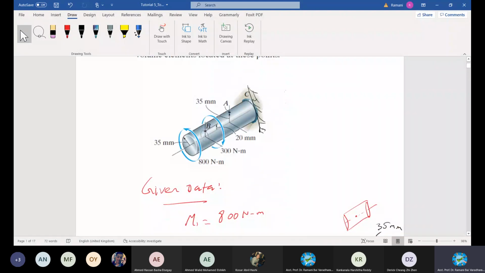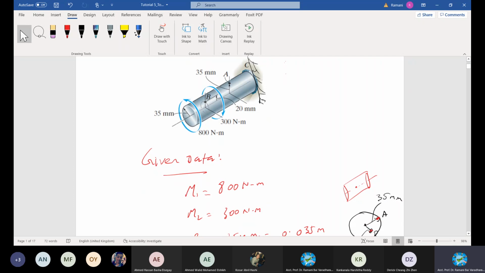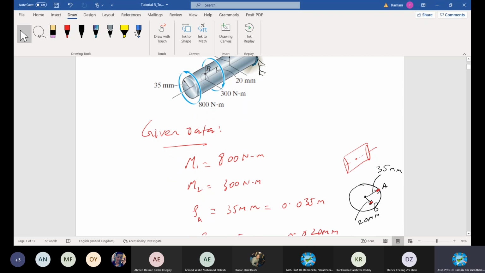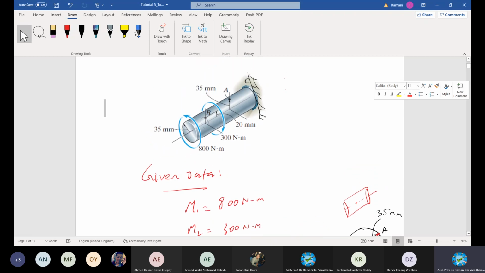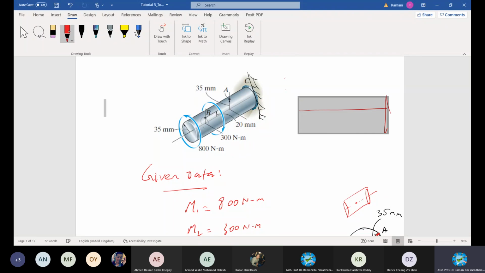Let's see the diagram. The moment at A is given. The torsional moment at the location A is 500, isn't it? Or otherwise, we cannot calculate. Let us see this one. I have to do some calculation here. A line diagram is easy for us, always. Let me draw the line diagram.